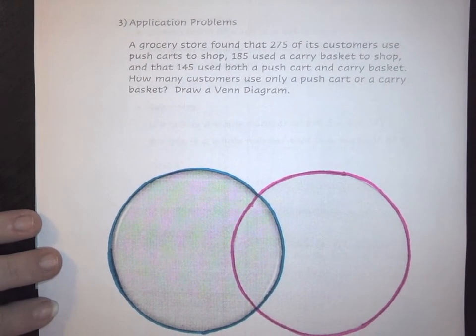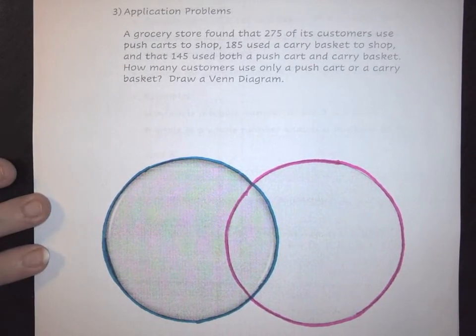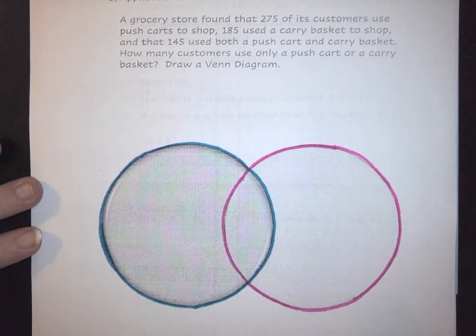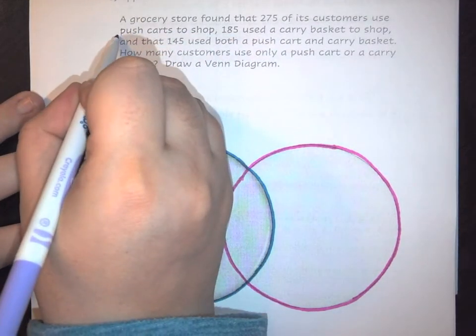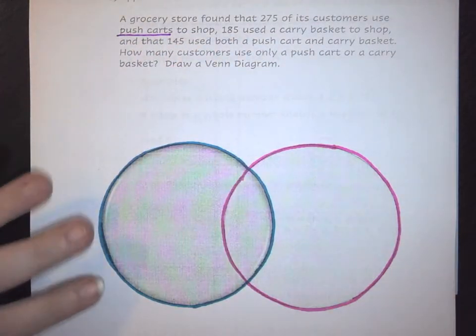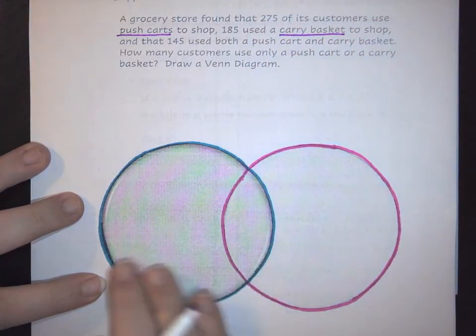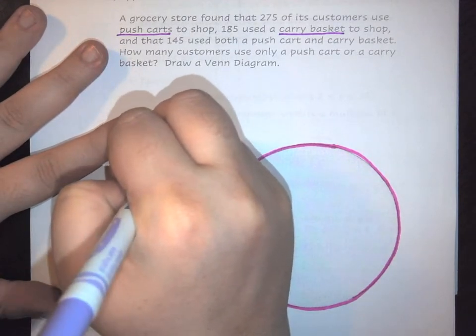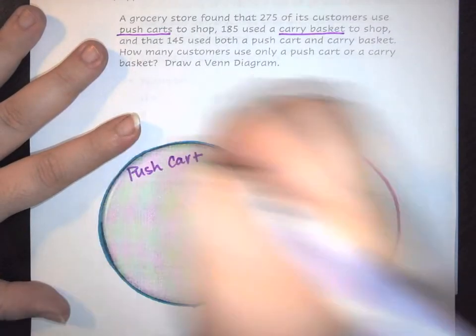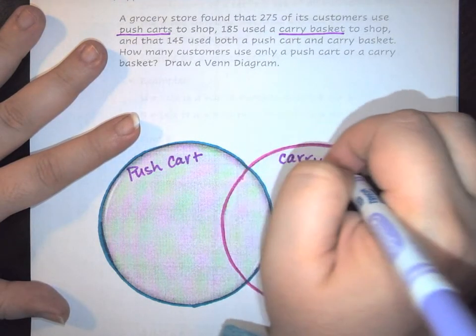Alright, let's look at a Venn diagram problem through the idea of an application. So here I've got that the grocery store found that 275 of its customers use push carts to shop. So push carts is one topic, and 185 use a carry basket. Carry basket is the other. Notice I have two Venn diagrams. So my first Venn diagram is going to be related to the push cart, and the second is going to be related to the carry basket.